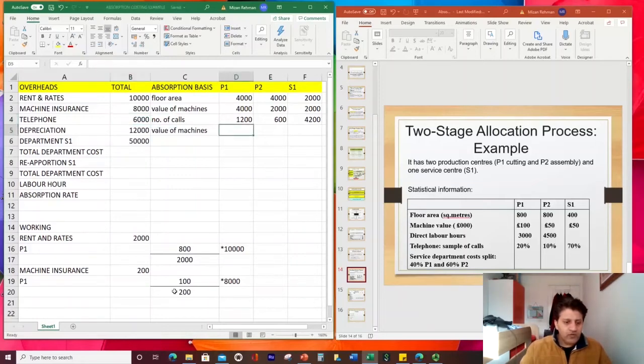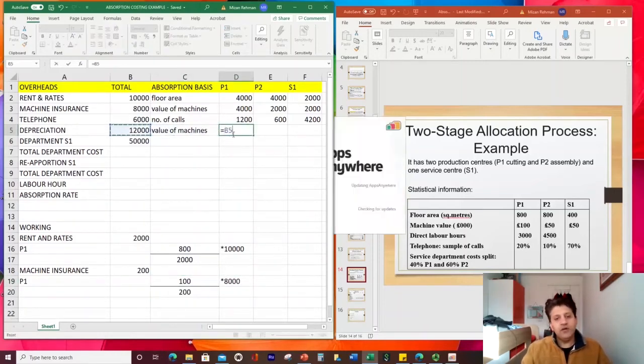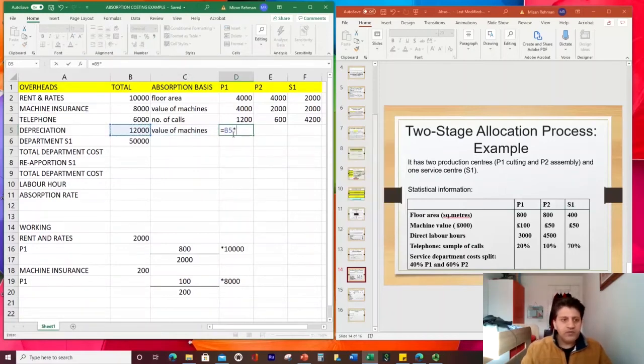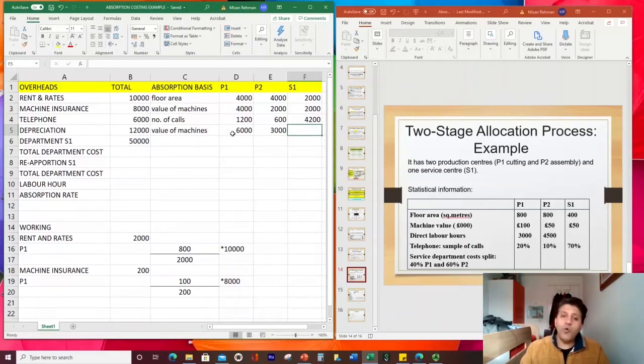Depreciation. We have used the same proportion here, so that's what we are going to do now. My total cost is 12,000 times 100 divided by 200 and I get 6,000. Again, total cost 12,000 times the value of machines in P2, which is 50 divided by 200, and I get 3,000. The value of machines in P2 and S1 are the same, hence the proportion is the same.